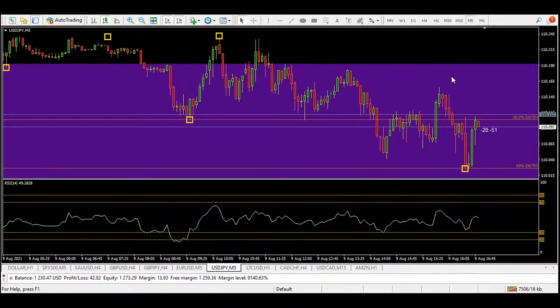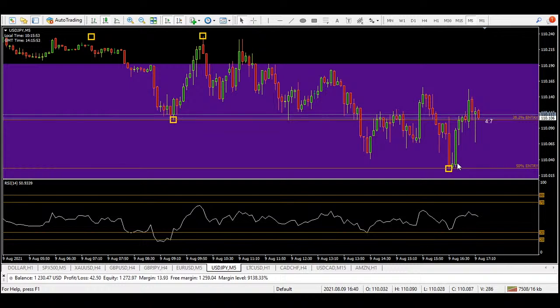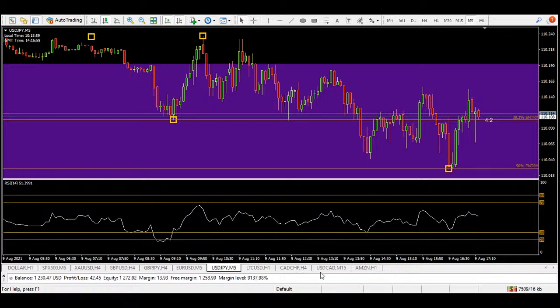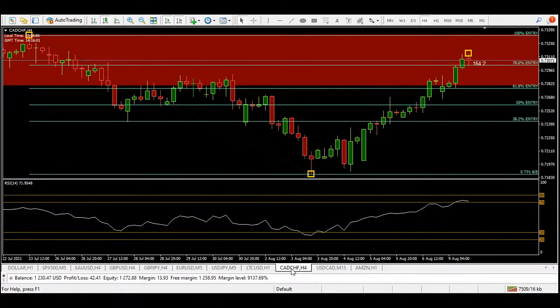Did we do anything for it? Yeah, we kind of got a favor of the US dollar there. Yeah, all these pairs favor the US dollar.